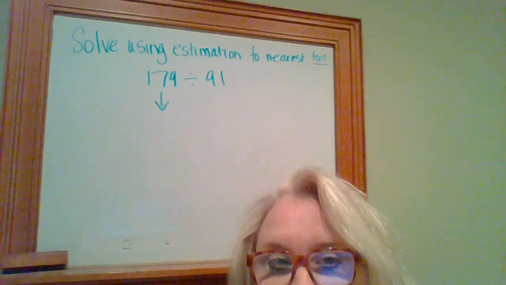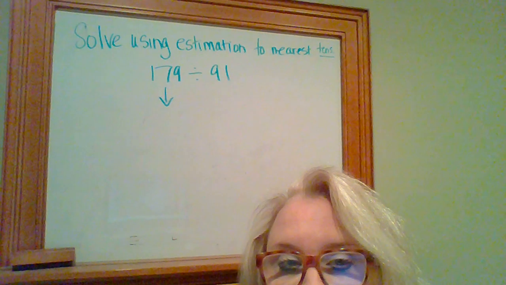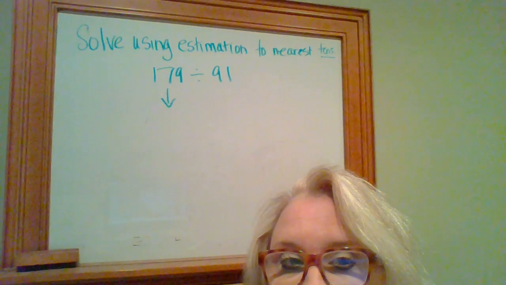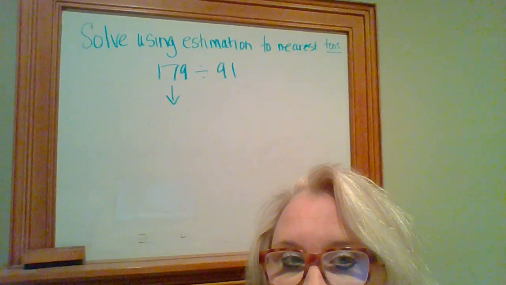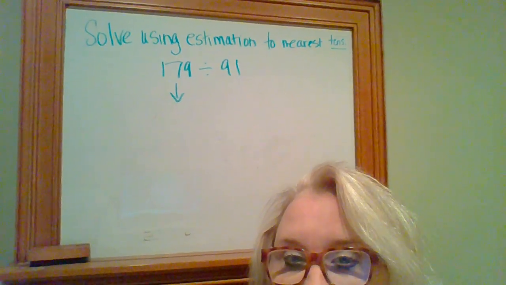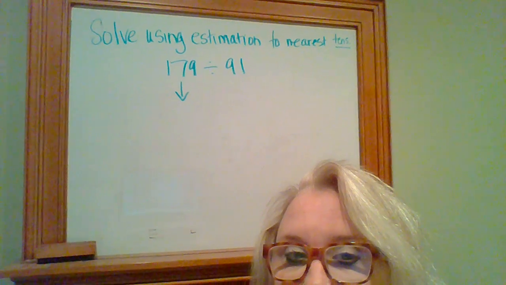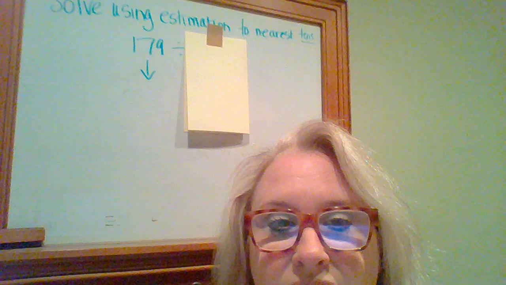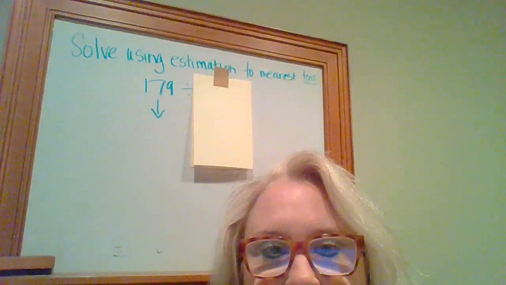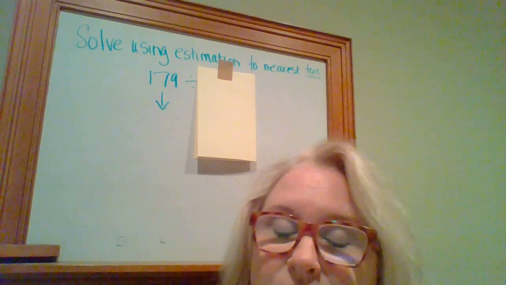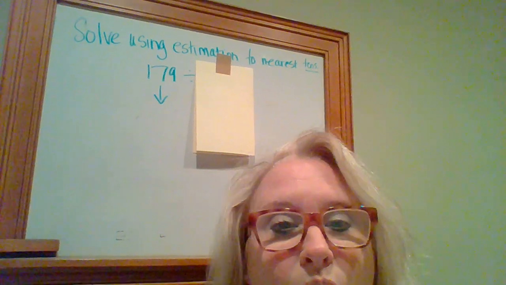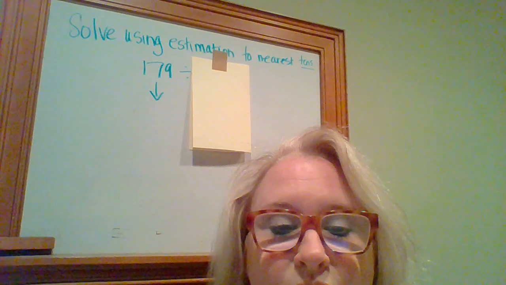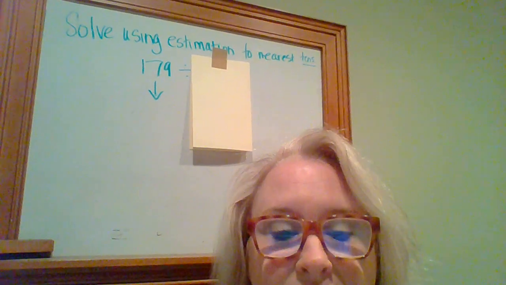All right, here's our next problem. Write this down on paper. 179 divided by 91. Let's solve this division problem by estimating to the nearest 10. We have 179. What's the nearest 10 that goes to? Is it closer to 170 or 180? I know you all know it's closer to 180.